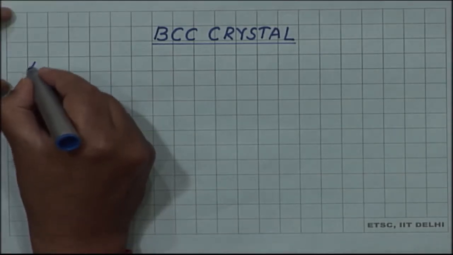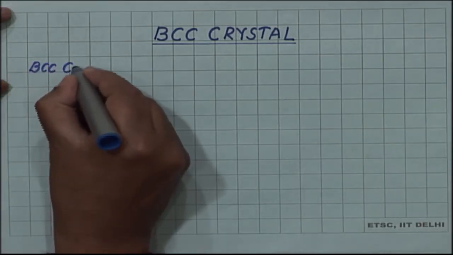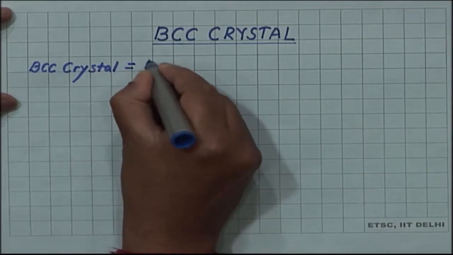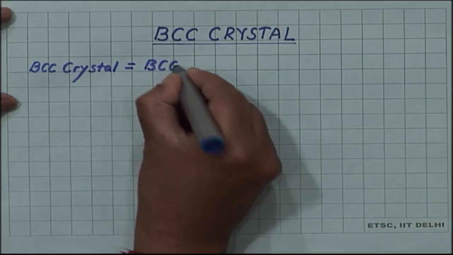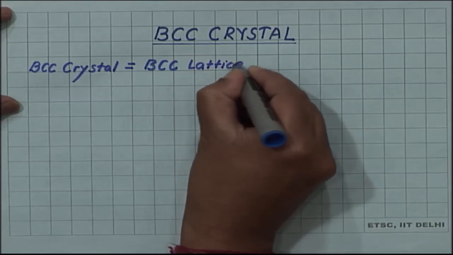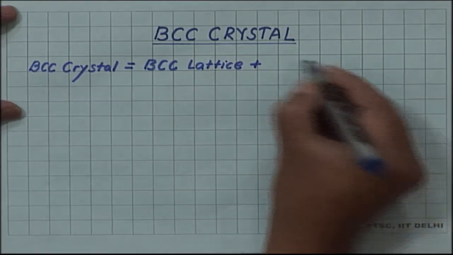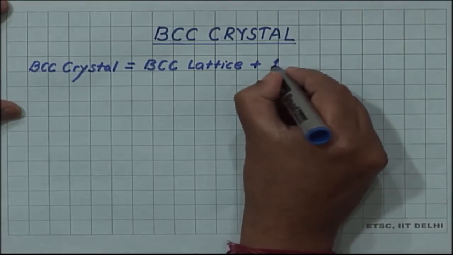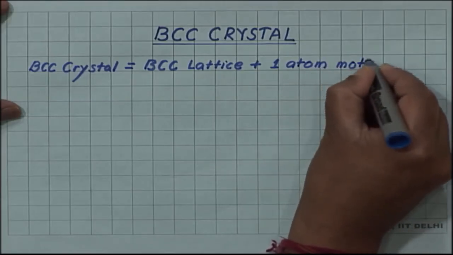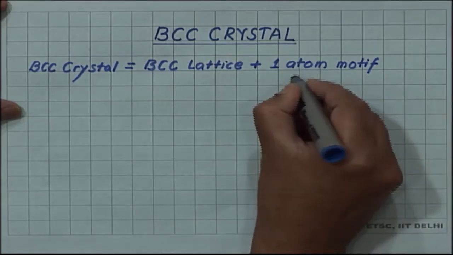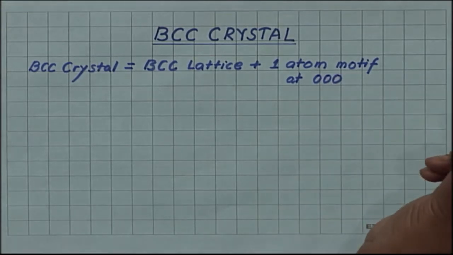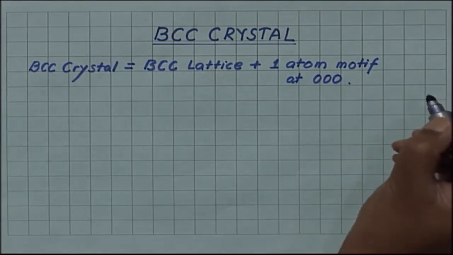If you recall BCC crystal, any crystal is lattice plus motif. So, in particular BCC crystal has a BCC lattice and the motif is of one atom, one atom motif located exactly at each lattice point. So, the location is 000, which if you recall means at the lattice point, no displacement with respect to the lattice point.